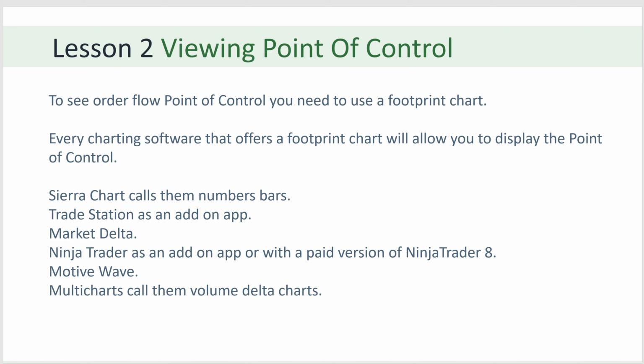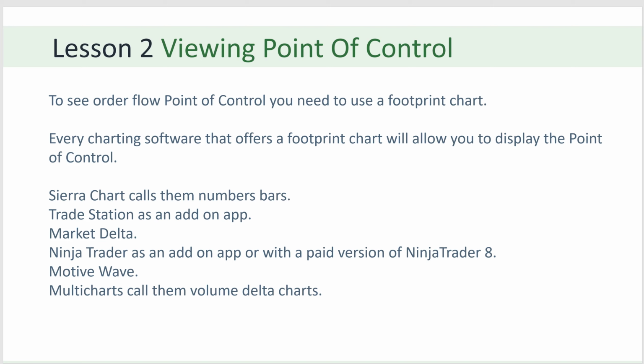TradeStation, you get it as an add-on app. I don't use TradeStation anymore. I had TradeStation back in the 1990s, but it is available as an add-on app. Obviously, there's Market Delta, which most people are familiar with if you're familiar with order flow. NinjaTrader, you get it as an add-on. You can even get a basic one for free, I think, from futures.io, or you get a paid version of NinjaTrader 8, which is like $1,000, and they've got what they call the Order Flow Plus tools on there.